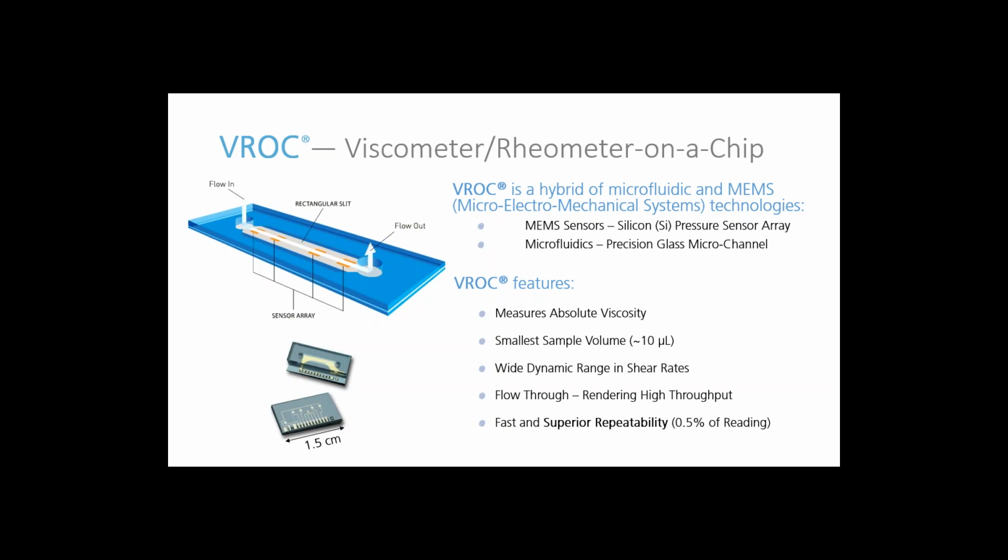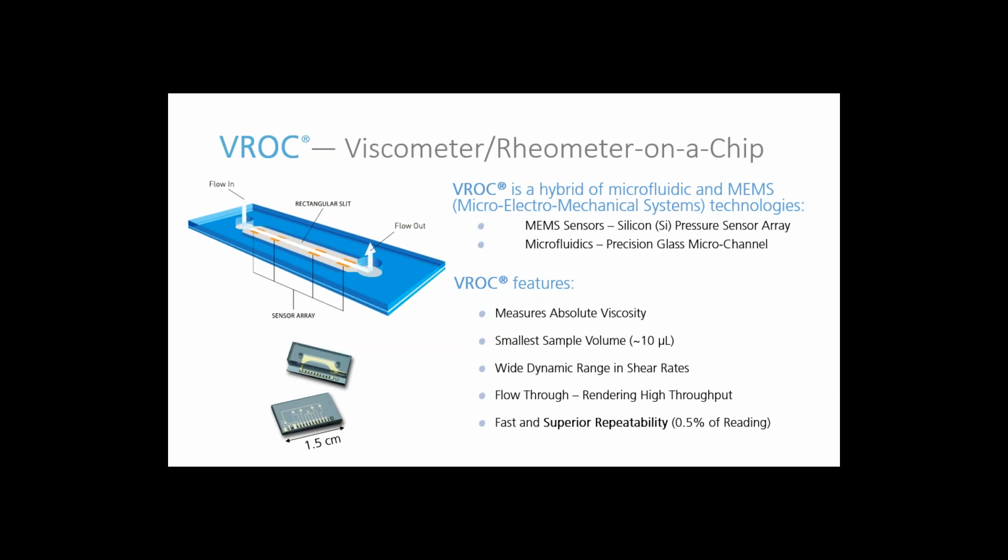VROC technology measures absolute viscosity as opposed to apparent viscosity, which is the measurement that is often offered by most viscometers. And because of the small size of the device itself, it has some advantages. The first one is that it allows for the measurement of viscosity with the smallest sample volume in the market. We can get as low as 10 microliters of sample required to do a measurement of viscosity for a single point.